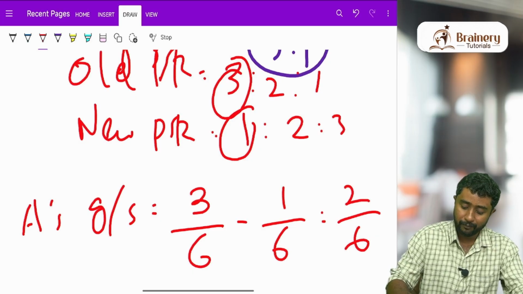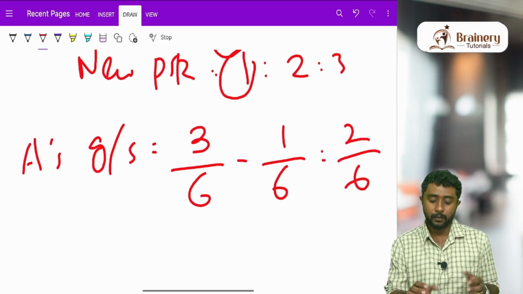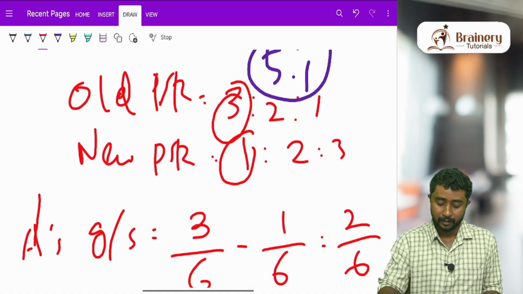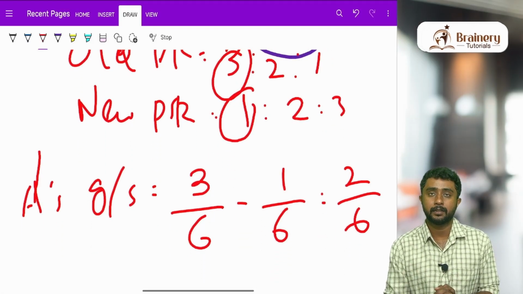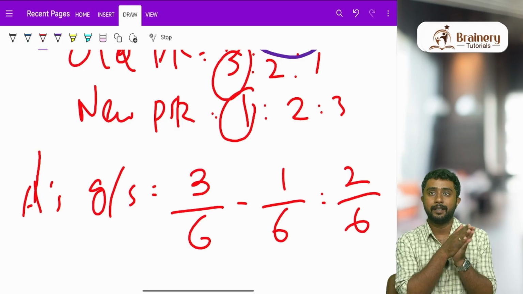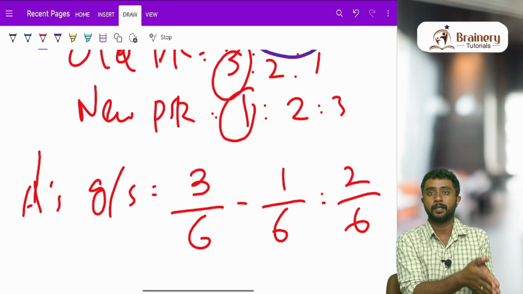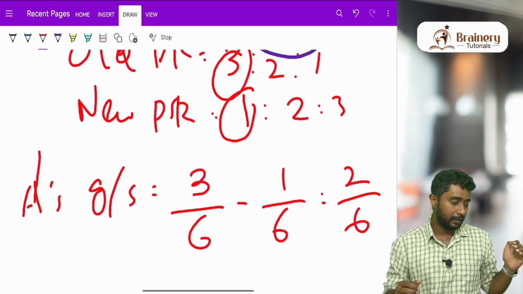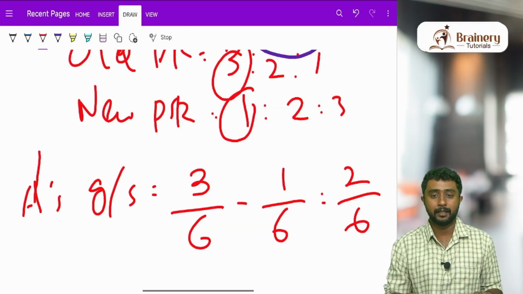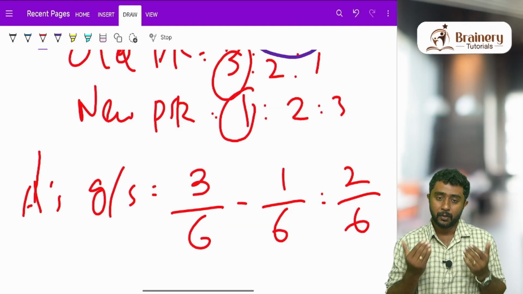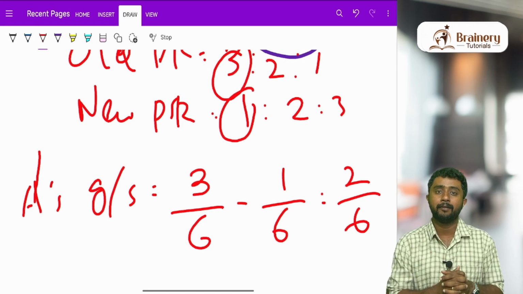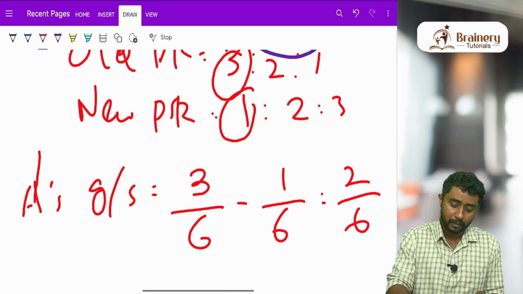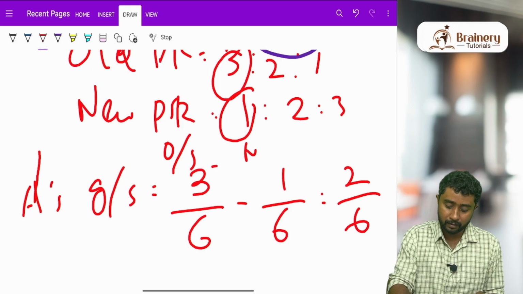2 by 6. What did I do here? A's old share minus A's new share. So this is the formula that you are supposed to use if you are not sure whether he is gaining or sacrificing. I repeat, when we are not sure whether the person is gaining or sacrificing, in order to find out gain or sacrifice, you will be using the formula old share minus new share. What is the formula? Old share minus new share.